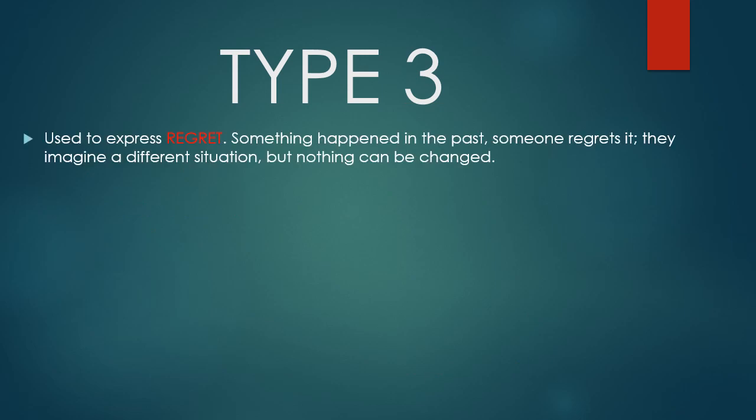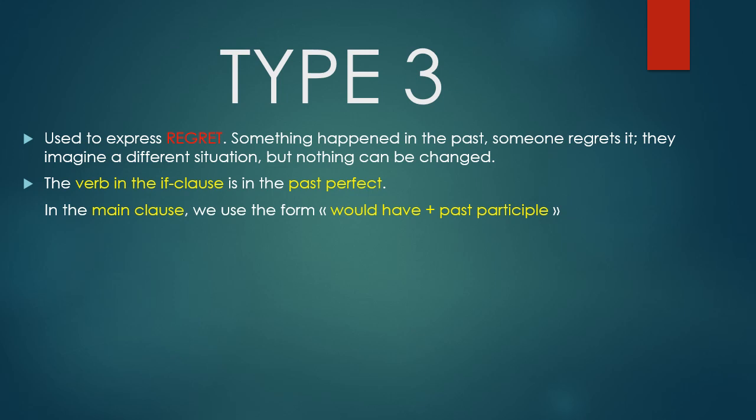Okay, so let's move on to conditional type 3, and this one is used to express regret. What does this mean? So something happened in the past, someone regrets it, and this someone may imagine a different situation, but in the end nothing can be changed. So the verb in the if clause is in the past perfect. If you remember the form of the past perfect, it's had plus past participle, or hadn't plus past participle of the verb. So in the main clause, we use this form, would have plus past participle of the verb.